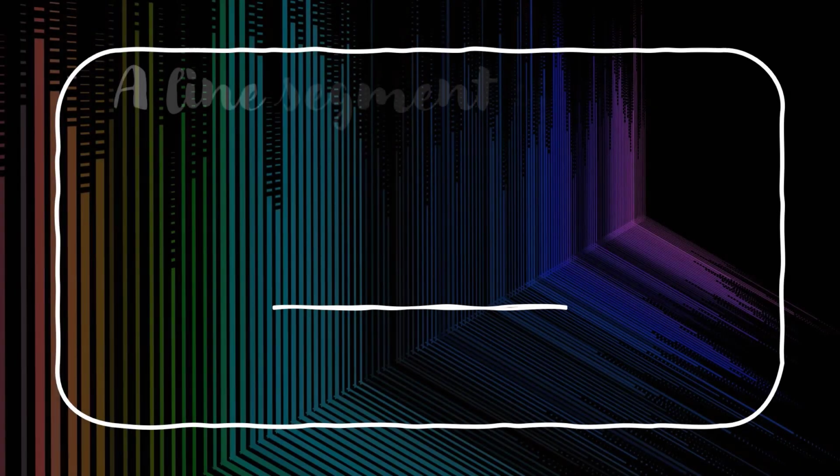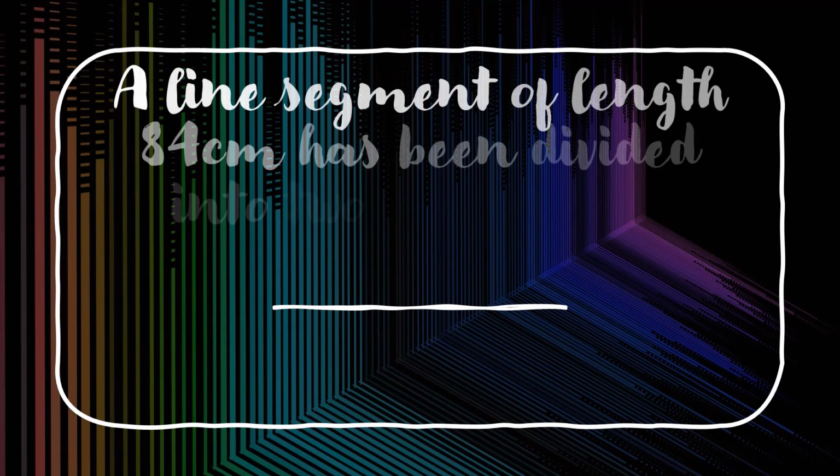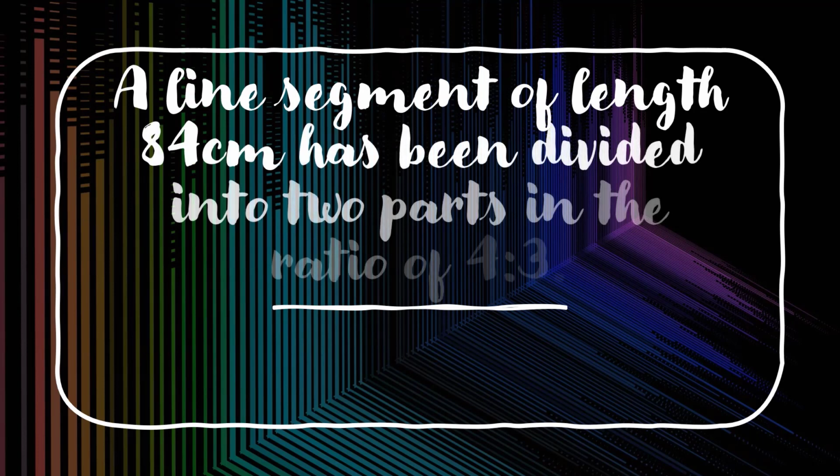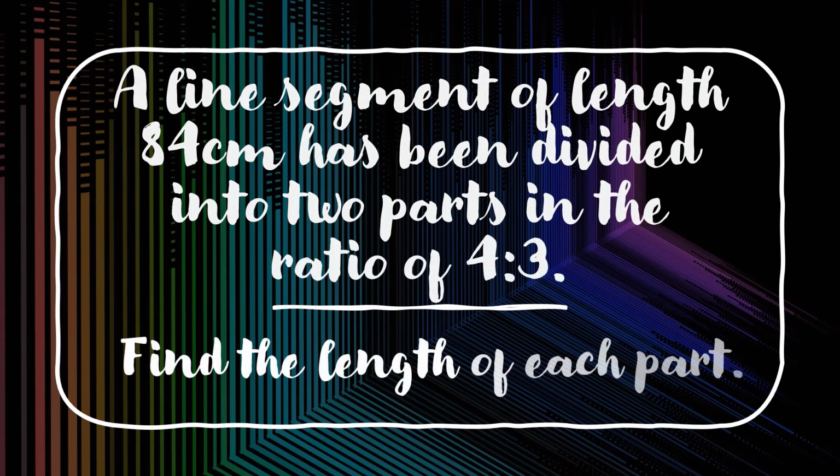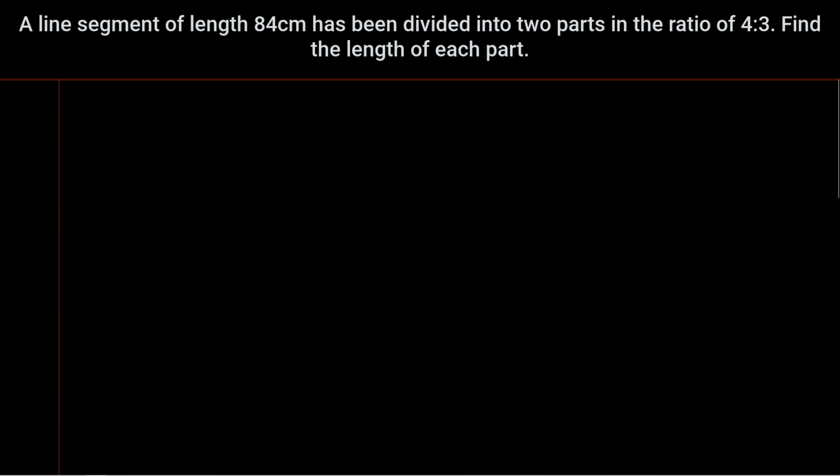Let's move on to the second word problem. A line segment of length 84 centimeters has been divided into two parts in the ratio 4:3. Find the length of each part. So here as well, the ratios are given. We need to calculate the length of each part. So let me explain this sum.